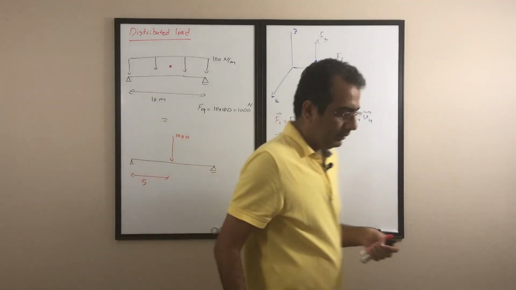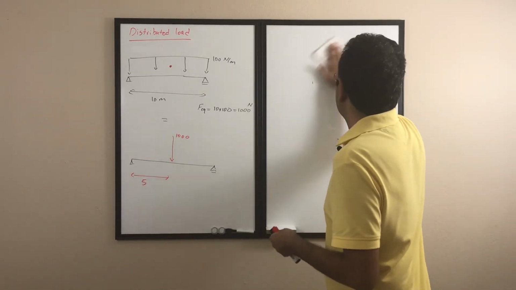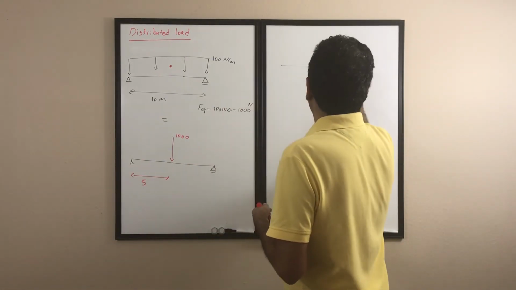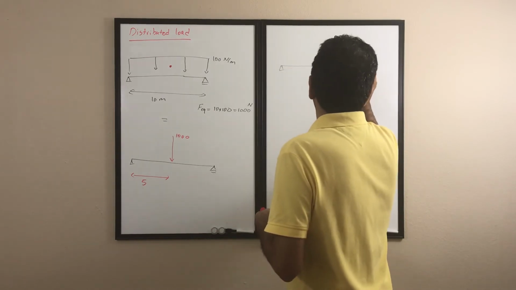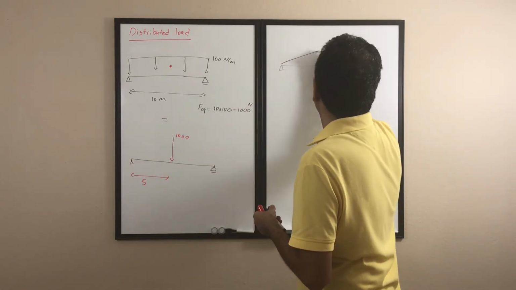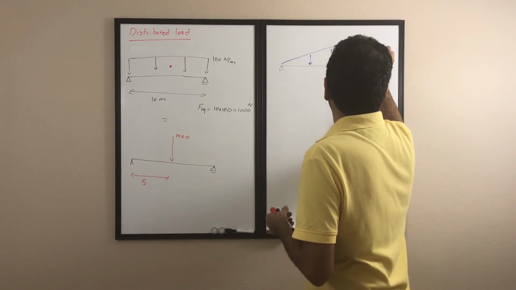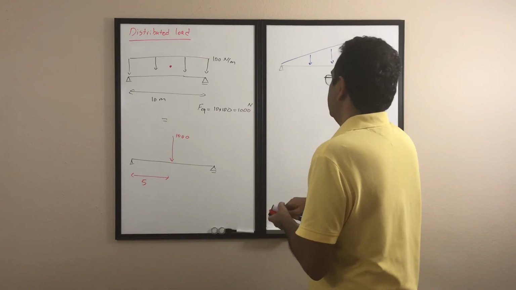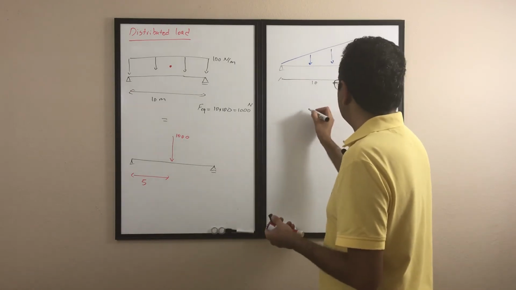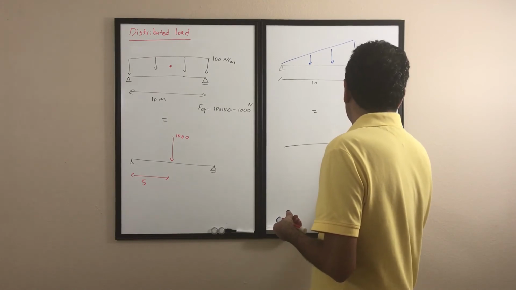Another simple shape that we may see when working with distributed loads is the triangle. Let's see how we work with a triangle. Assume the same setup, but this time we have a triangle instead of the rectangle. Assume it's 50 Newton per meter, and again the length is 10 meters. What we want to do again is replace that with a single load. So we'll come here and draw that.